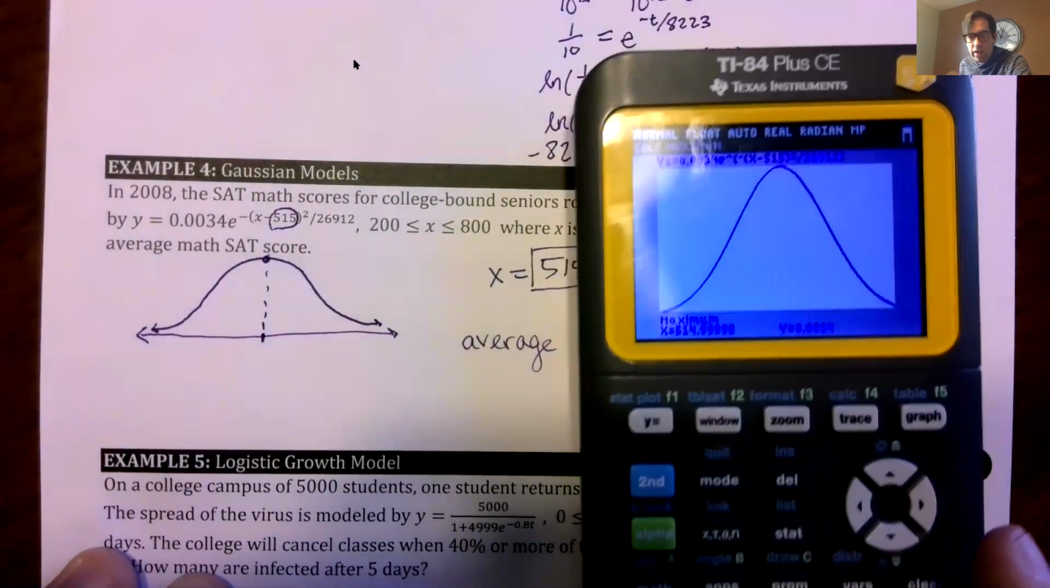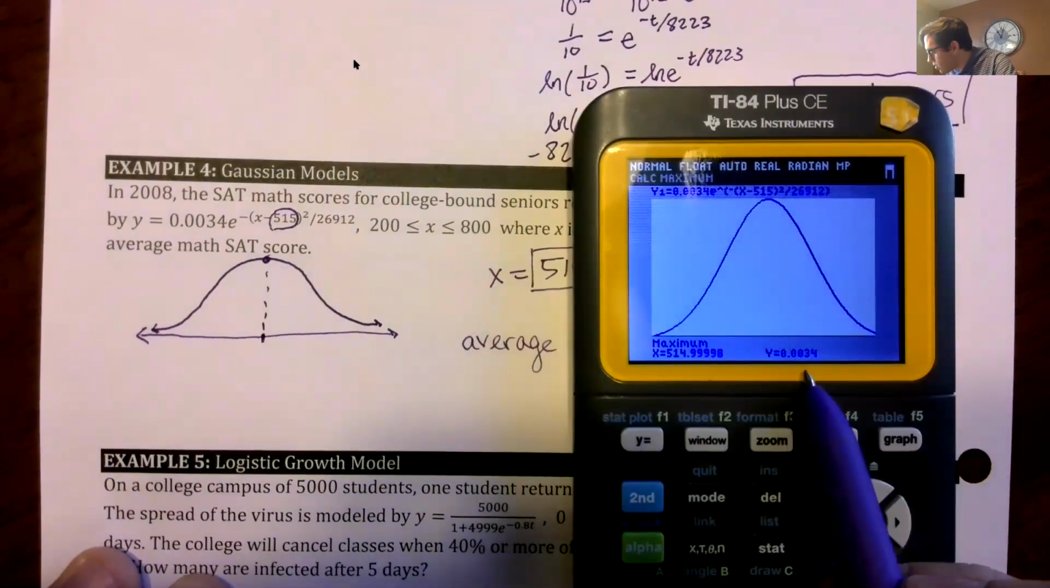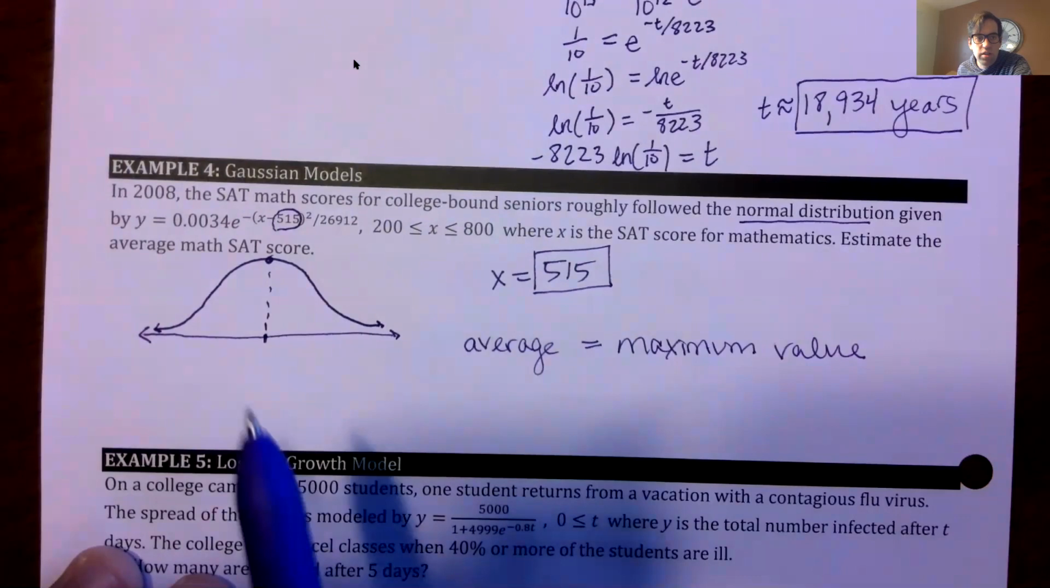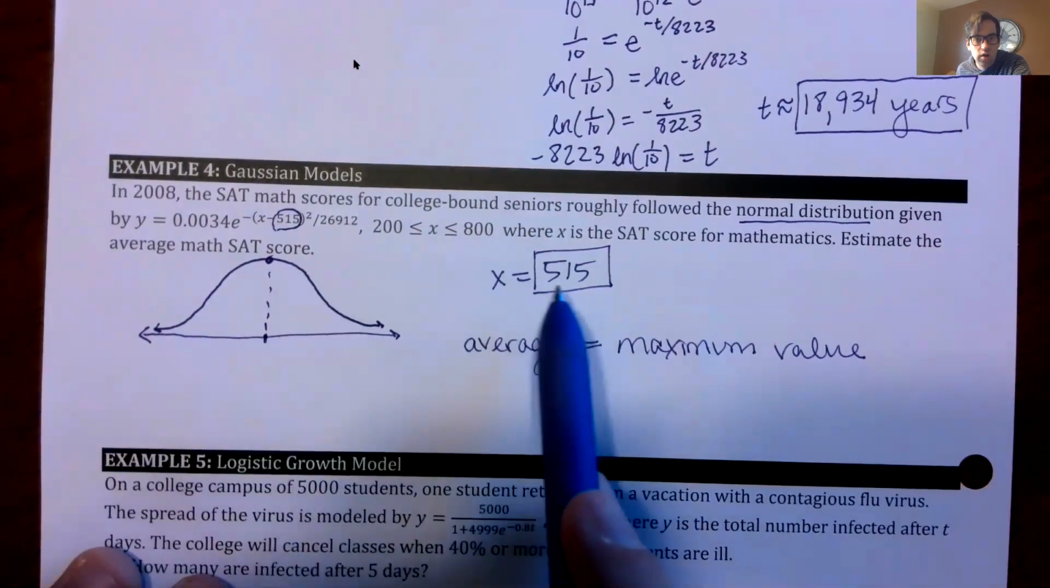There was a y value here. The y value is given as 0.0034. That's just telling us that that's the percent of people who scored that score. But we weren't asked for that. We were just asked for the average score. So that's what we got.